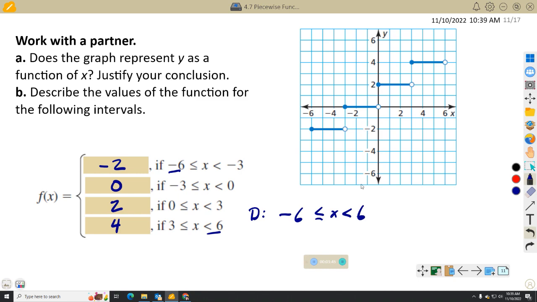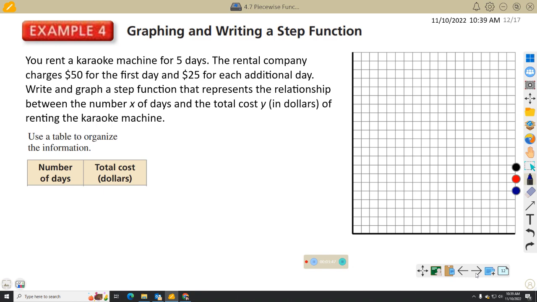Okay, so let's take a look what's next. Just a little word problem here. You rent a karaoke machine for 5 days. The rental company charges $50 for the first day and $25 for each additional day. Write and graph a step function that represents the relationship between x number of days and the total cost y in dollars of renting the karaoke machine.